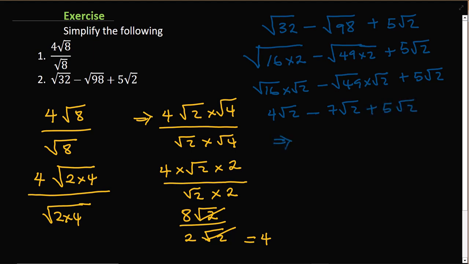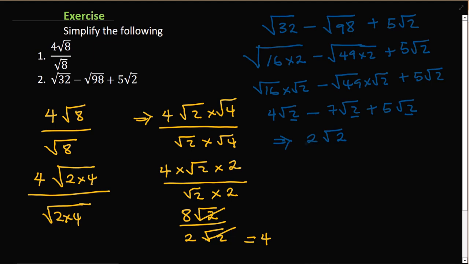From this very point, you can just simply do the arithmetic. Since we have a common surd, we can add and subtract. So 4 minus 7 gives us negative 3. Then negative 3 plus 5 gives us what? Positive 2. So we'll have 2√2.